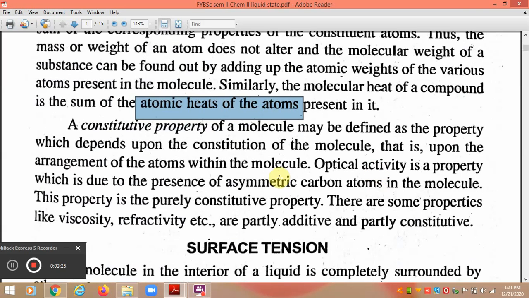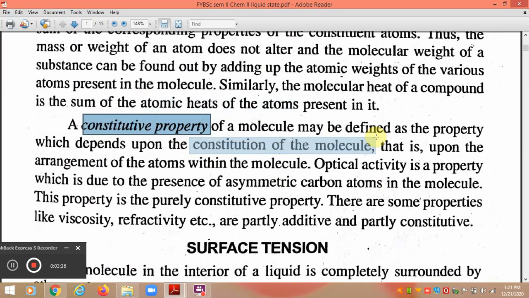The other property is called the constitutive property. Dear friends, the word itself indicates that this constitutive property depends upon the constitution of the molecule, how the atoms in the molecule are arranged. Based upon their arrangement, the property depends, and this is called a constitutive property. It means this property depends upon the arrangement of atoms in the molecule.